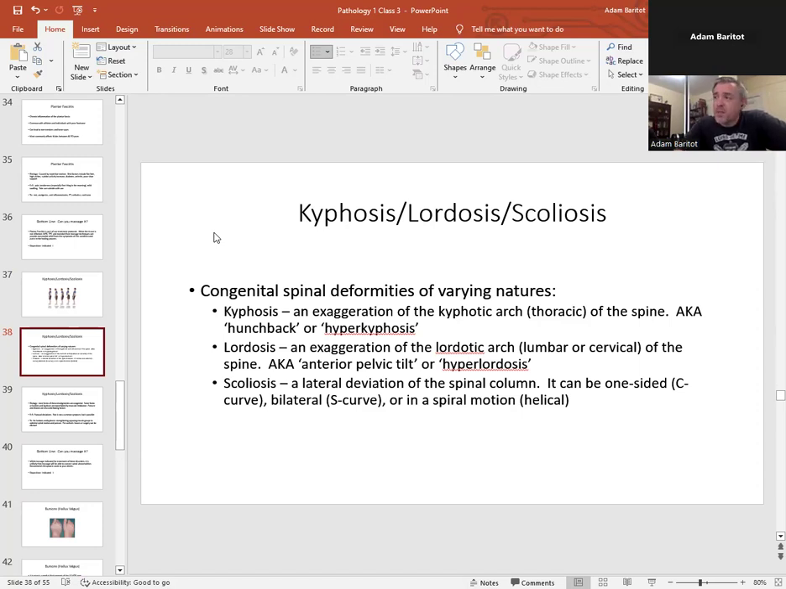However, if the spine deviates laterally, lateral deviation of the spine is referred to as a scoliosis. Scoliosis comes in three different flavors. It can be one-sided, which is called a C-curve, only one side lateral deviation. The deviation can go both-sided, left and right. That would be an S-curve deviation. It may not look like an S, but it's called an S-curve. That S-curve may actually go anterior-posterior, like a corkscrew. In those circumstances, it is called a helical scoliosis.